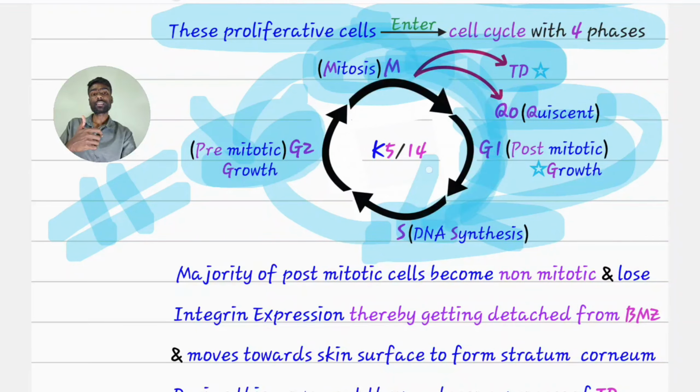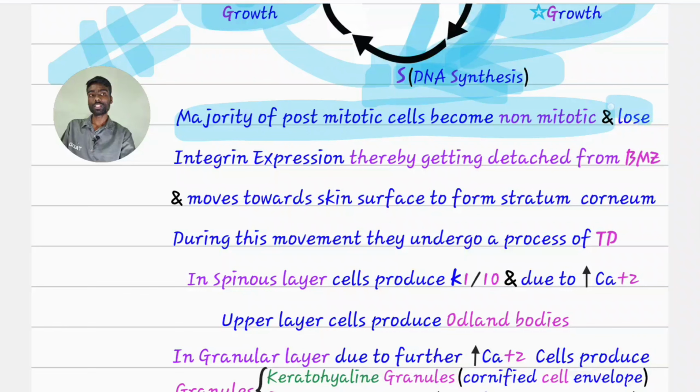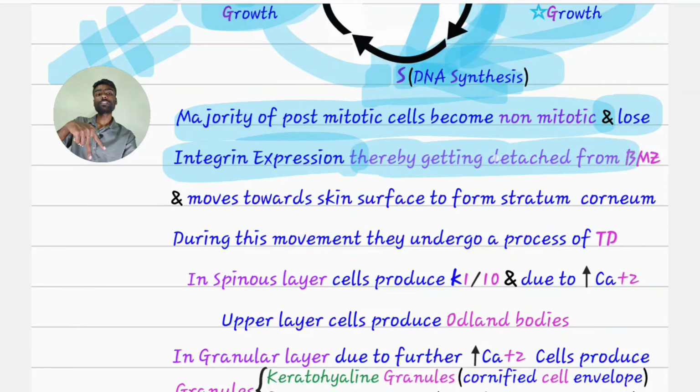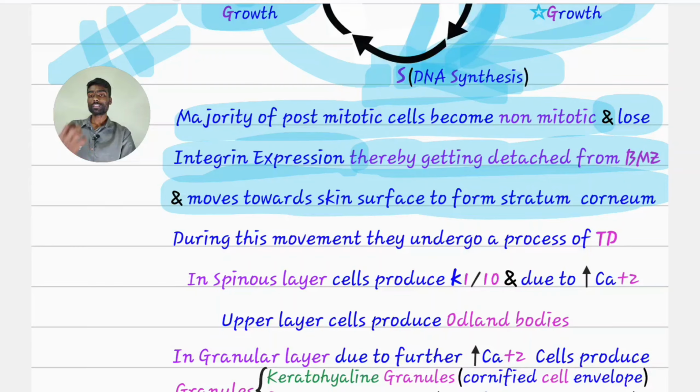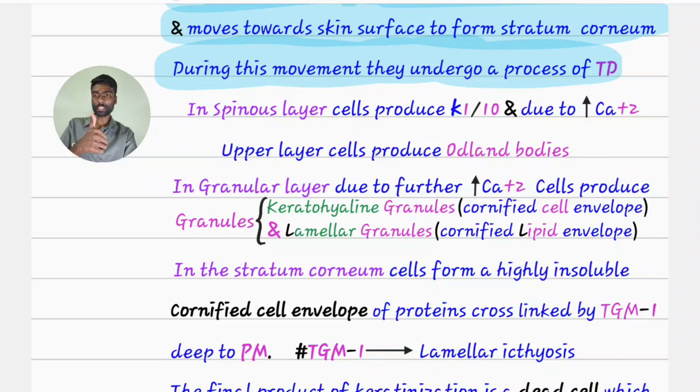Majority of the post-mitotic cells become non-mitotic and lose integrin expression. Integrins are the transmembrane proteins which attach basal cell to the basement membrane zone. Now it gets detached from the basement membrane zone and moves towards the skin surface to form stratum corneum. During this movement into various layers of the epidermis, they undergo a process of terminal differentiation, that is nothing but keratinization. First, from basal layer, because of losing integrin expression, it enters the spinous layer.